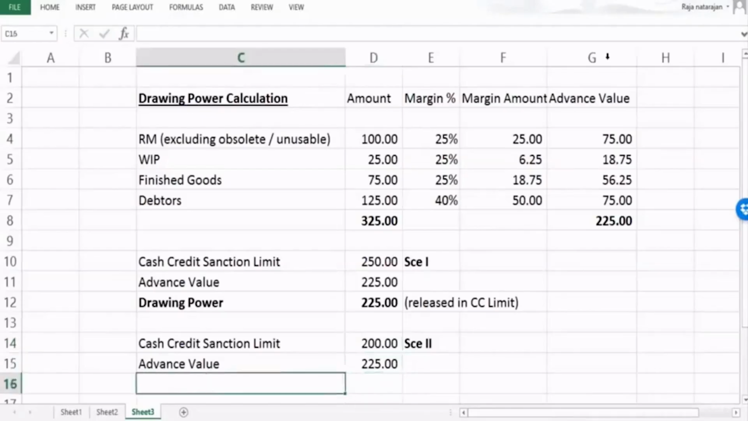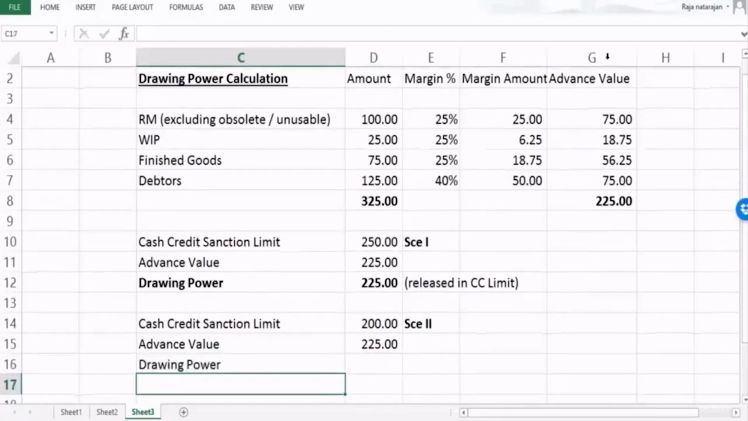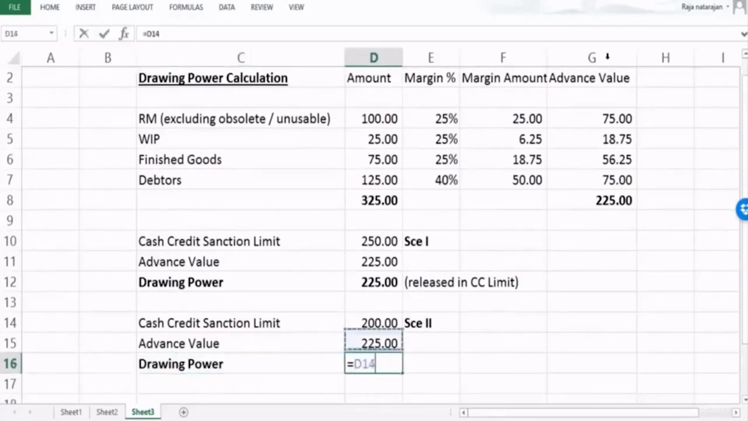In that case, again, drawing power is going to be whichever is lower, that is, it's going to be this 200. So even if you have the advance value, that amount cannot be released because the sanction limit is only 200. So this is the exact role of drawing power.